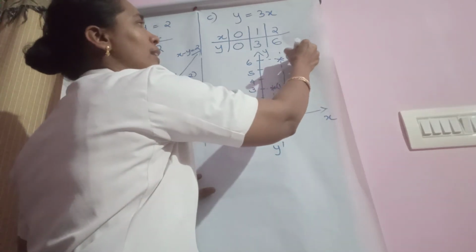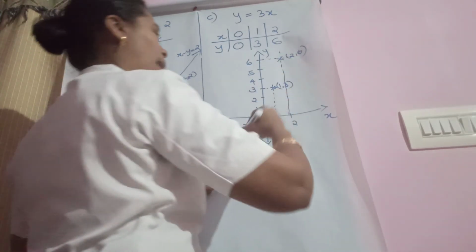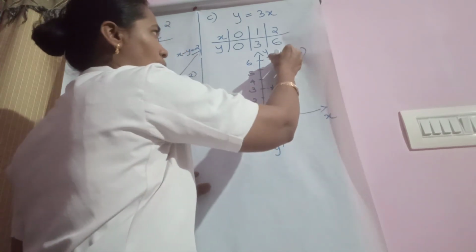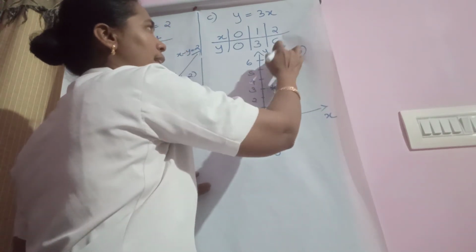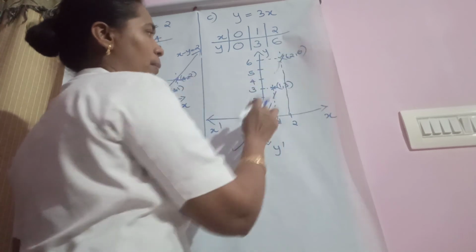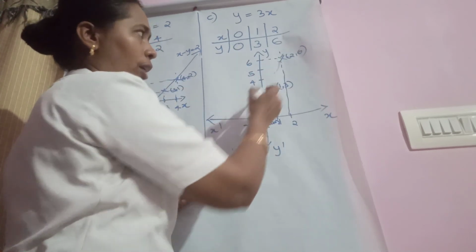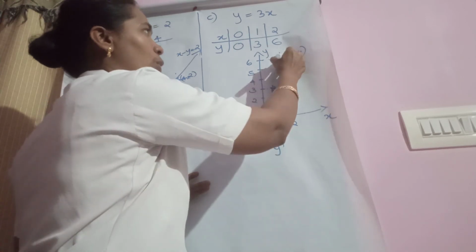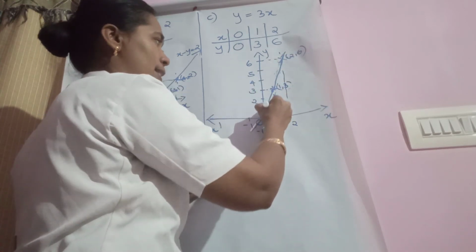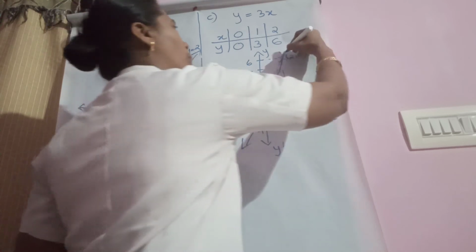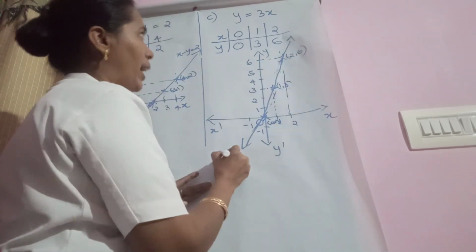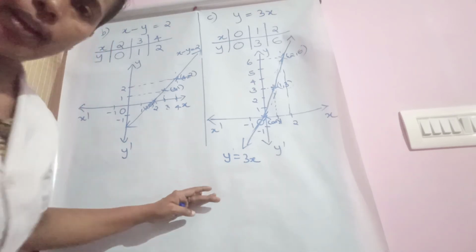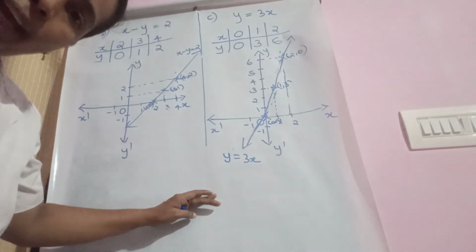2, 6. Then using your scale and pencil, you can join it as a straight line. Here it's not possible for me to draw. Since it is a rough connection, a small mistake may happen. That's why you have to do it neatly using your scale and pencil and extend it to both directions. And on one end you can write y equal to 3x. Okay, let us move to our last question.